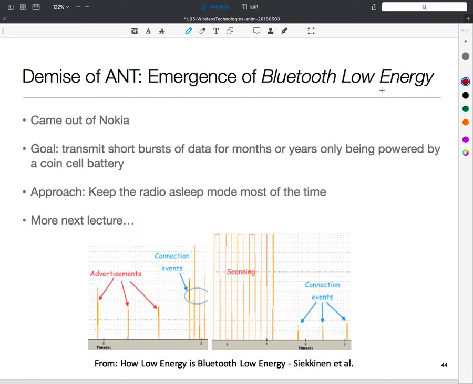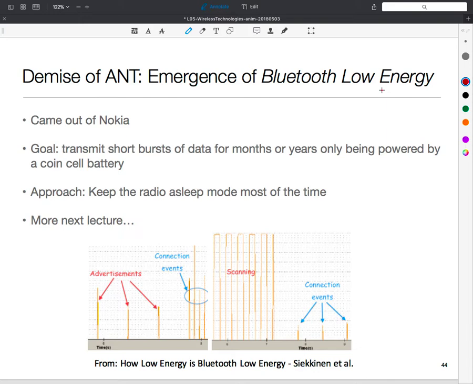It really has, in a way, nothing to do with Bluetooth itself, other than the fact that it's done by the same standard body. It came out of an entirely separate heritage. Nokia had a project called Wibree, and at some stage when ANT-like applications became quite important, they took that Wibree, grafted it onto Bluetooth, and that's where it came from. The goal is to transmit short bursts of data for years.